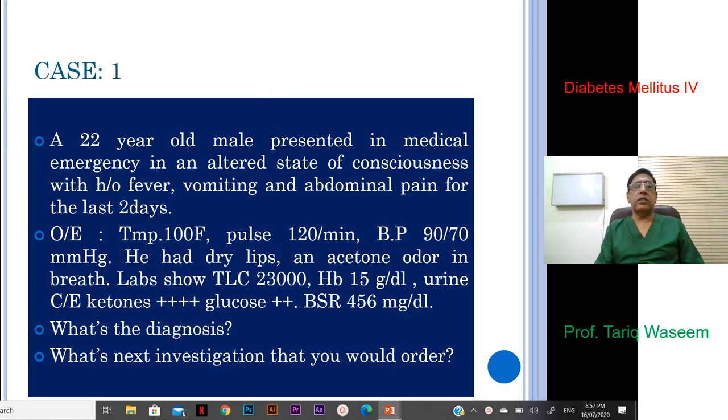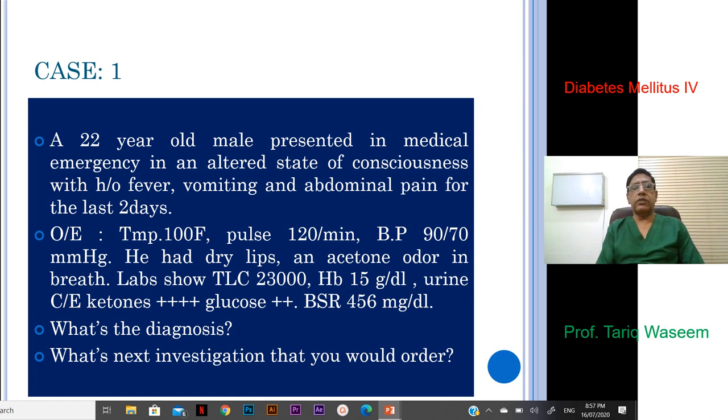So our first case is a 22-year-old male who has presented in the medical emergency with an altered state of consciousness. He has a history of fever, vomiting and abdominal pain for the last 2 days. On examination, he is febrile, his pulse is around 120, blood pressure is 90 over 70. He has dry lips, and there's an acetone odor in his breath.